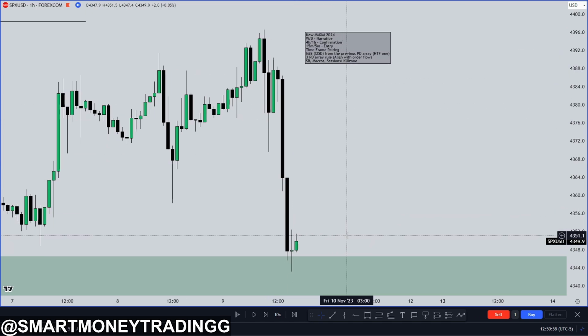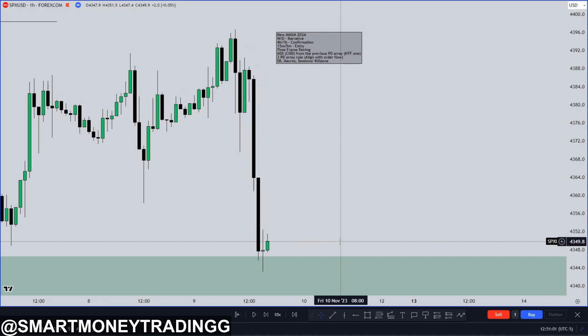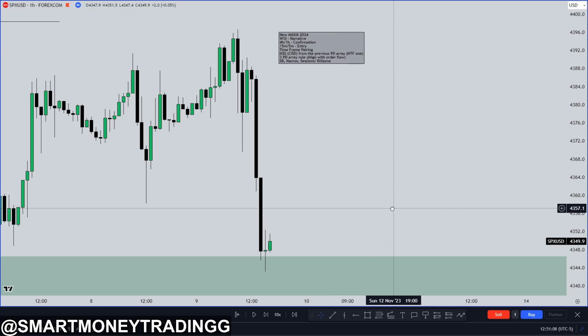I'm going to use time elements. So the next day, basically, eventually the kill zone or the silver bullet, the AM silver bullet, I think it's like 8:30 to 9 or 8 to 9, that ICT created.